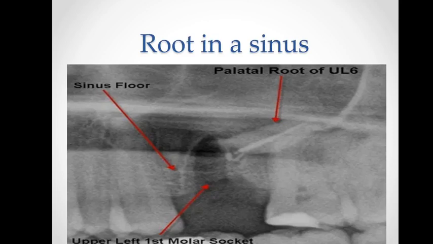Can you see here? We have here the root has slipped into the sinus. This is a very terrible complication, a root in the sinus. This is a radiograph of a root slipped into the socket and into the sinus.